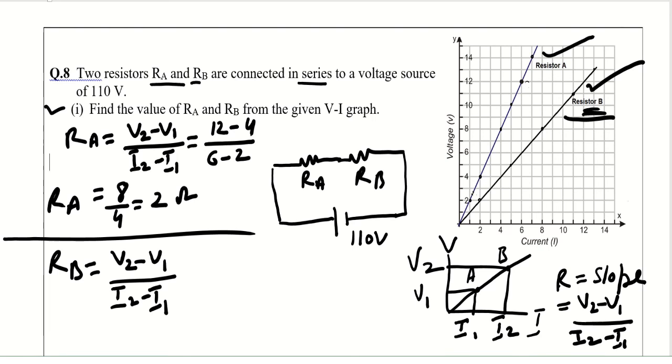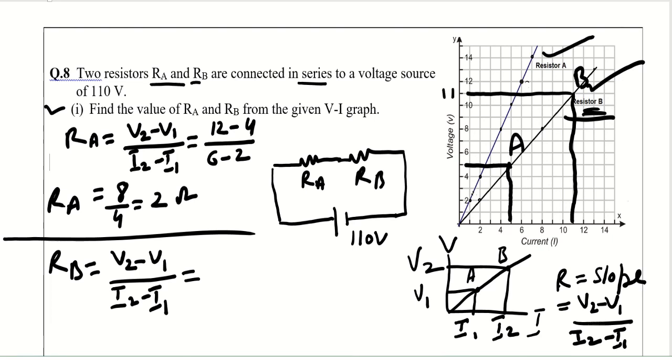Now you have to choose new points for this RB. So if I take this A point and this B point, it is coming from here. This is the value of I1, and this is the value of I2, and this is the value of V1, and this is the value of V2, for the RB. So now you can put in the formula: V2, this is 11, so here it is coming, this is 10, 12, so this is 11 here.